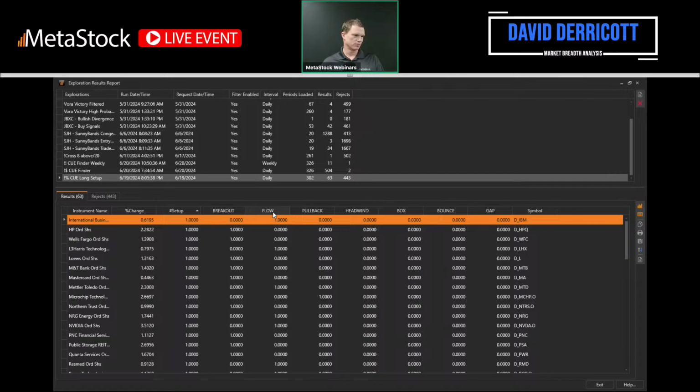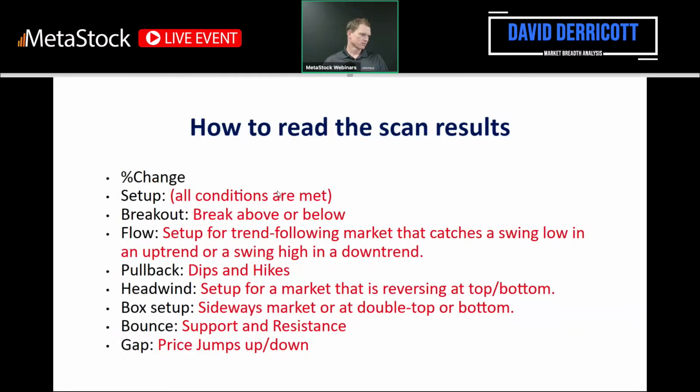You could sort based on breakout, flow, pullback. And I had to ask Sagar what these mean. So you've got your setup, which is all the conditions are met, and I'm sure he'll correct me if I'm wrong. Then you've got your breakout, which is either above or below support and resistance. Your flow is a setup for the trend following that catches a swing low in an uptrend or a swing in the downtrend. So it's looking for those up and down trends in the market and the acceleration in the market. Pullback is obviously your dips when it falls below or goes above.